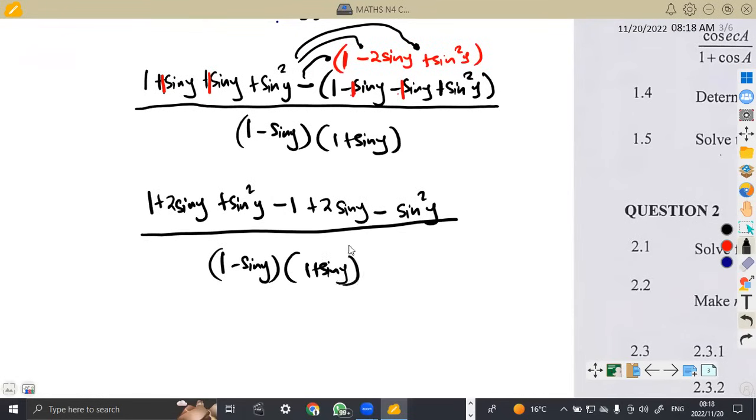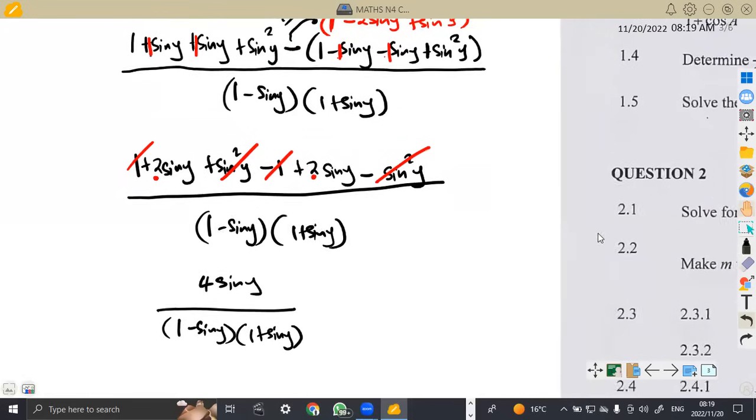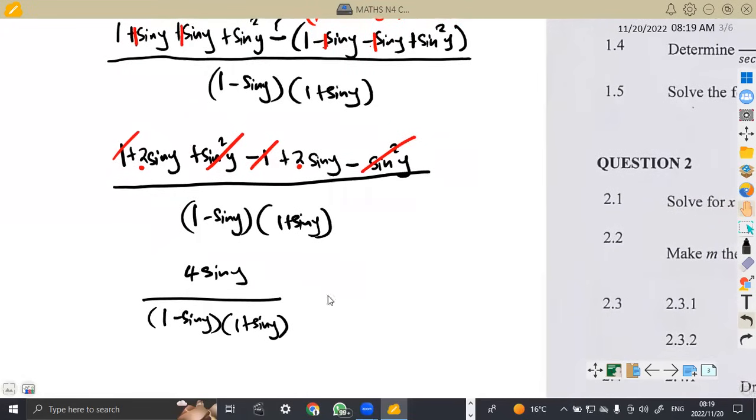Okay, there we can collect like terms. So we've got 1 minus 1, that's a 0 there. Sine squared minus sine squared, that's a 0 there. So we are left with 2 plus 2, which is 4 sine y. So we are going to have 4 sine y, everything over 1 minus sine of y into 1 plus sine of y. This is where most of you guys had a challenge on this part on how to simplify here.